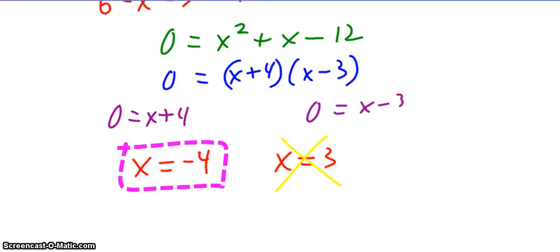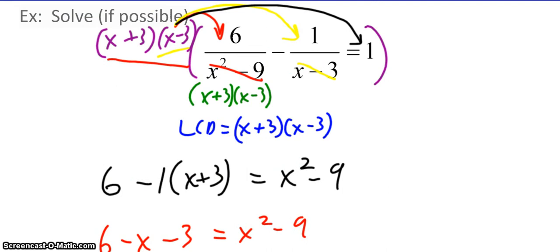I go back up to the original equation, and I notice that if I plugged in a +3 here or here, I get 0 in the denominator. As long as it gives you 0 in the denominator in one spot, it fails, or it's extraneous.